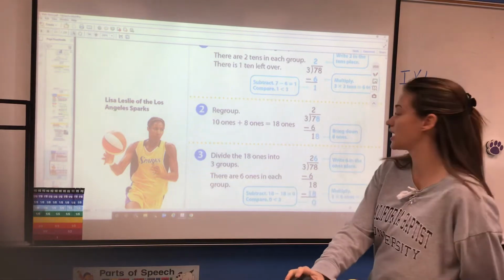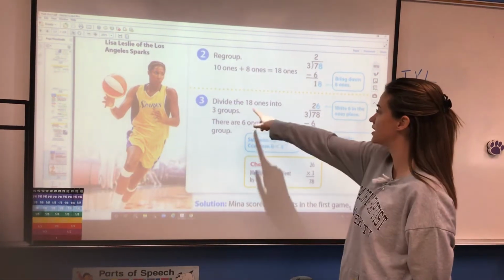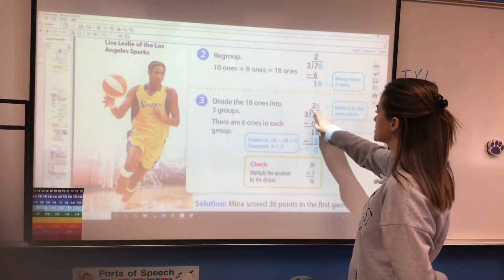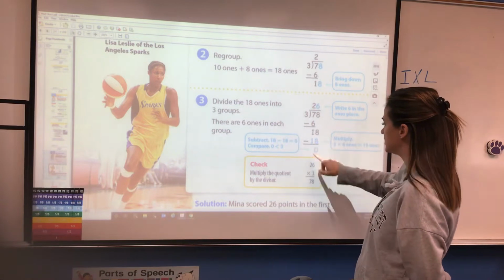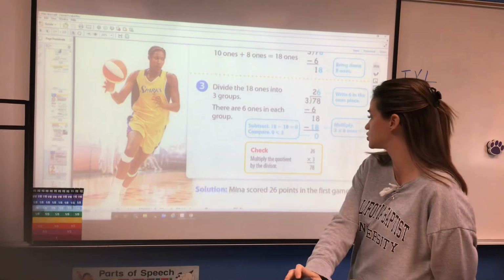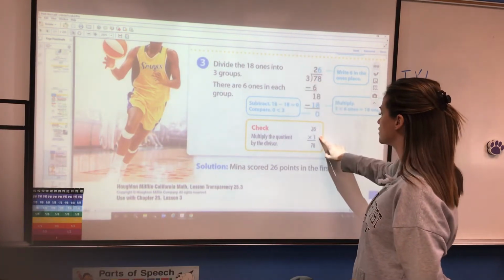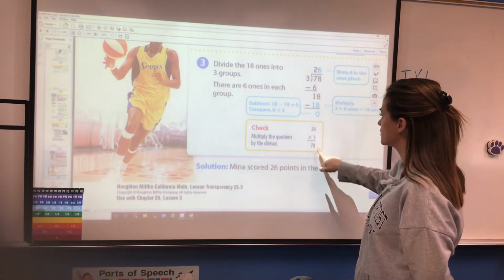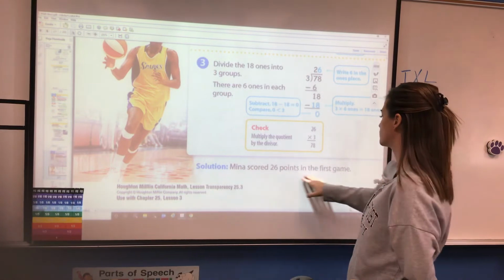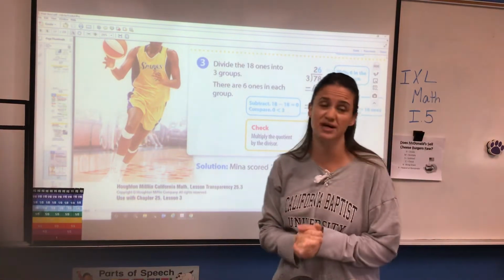So now they need to look at how many times 3 can be divided into 18. So it says divide 18 ones into 3 groups. There are 6 in each because 6 times 3 is 18, and they got 0. This is how you check your answers to make sure it's correct. You multiply the quotient times the divisor, and 26 times 3 is 78, which is what the dividend is. And it says Mina scored 26 points in her first game, which was the answer. So that's how you check your answers.